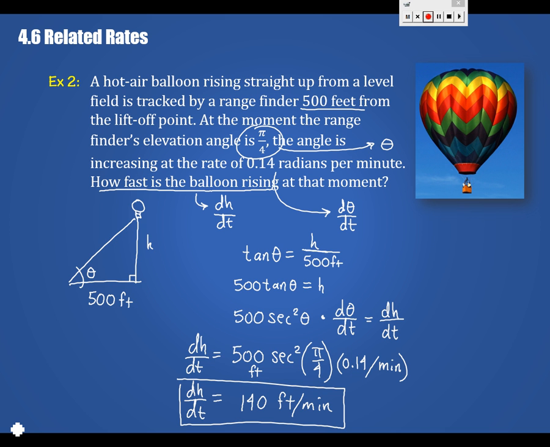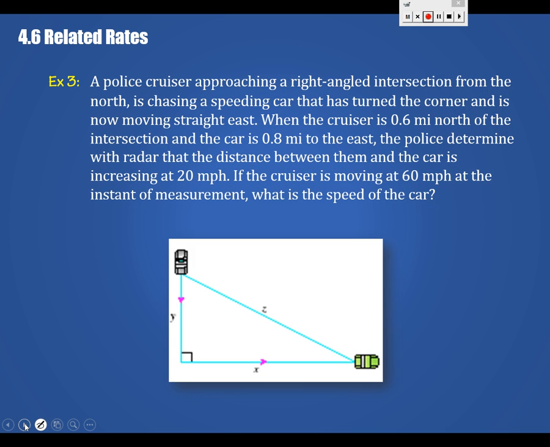A police cruiser approaching a right-angled intersection from the north is chasing a speeding car that has turned the corner and now is moving straight east. When the cruiser is 0.6 miles north of the intersection and the car is 0.8 miles to the east, the police determine with radar that the distance between them and the car is increasing at 20 miles per hour. So if the cruiser is moving at 60 miles per hour at that instant, what is the speed of the car? Okay.